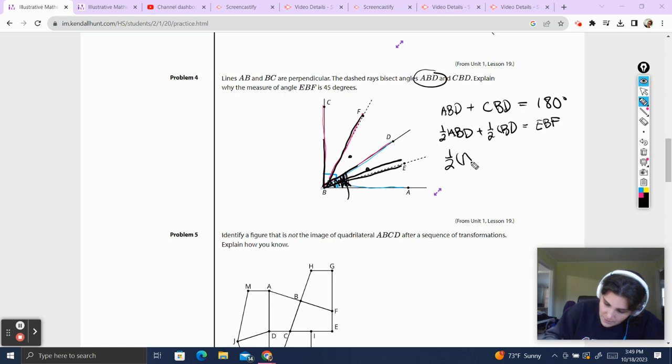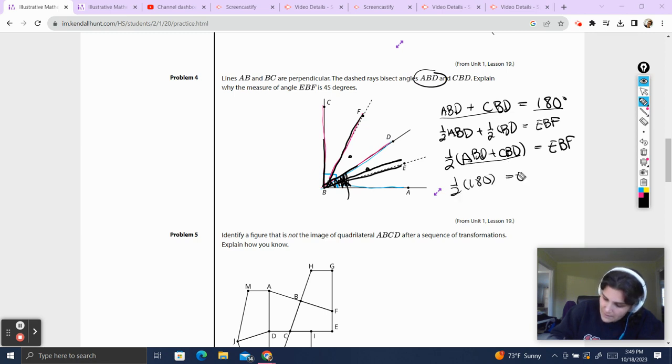This over here is going to be 1/2. I can just undistribute. I can factor out, that's the word. I said undistribute. That means factor out: 1/2 of ABD plus CBD is equal to EBF. Now notice ABD plus CBD is 180. So I can just replace ABD plus CBD right there, and I put 180. It should be 90 degrees. That was my bad. I'm sorry. Sometimes when I do math as I speak, but it's a right angle, not a line, which means this is 90 degrees right here. And we get 45 degrees is equal to EBF.